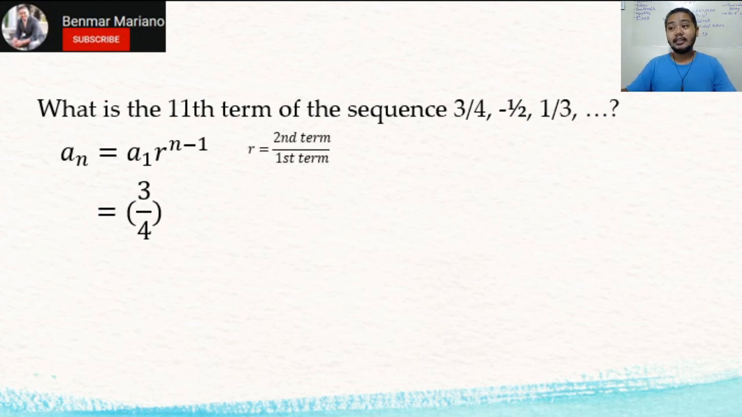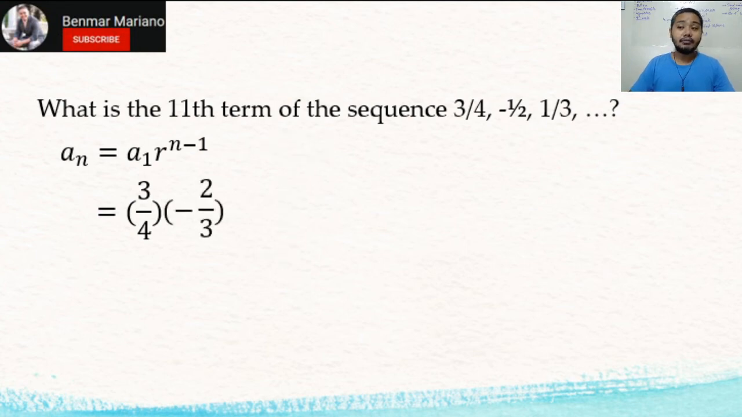In our case, that would be negative 1 half divided by 3 fourths. So again, complex fraction yan, gagawin ko, negative 1 half divided by 3 fourths. So pag nag-divide tayo ng fraction, yung 3 fourths, i-reciprocate ko siya, and then proceed to multiplication. So our answer now for the value of R is negative 2 thirds. So ibig sabihin, yung R, palitan mo na siya ng negative 2 thirds. And yung N, syempre, eto na yan, yung 11. So, again, yung 11 minus 1 dito, that would be 10.